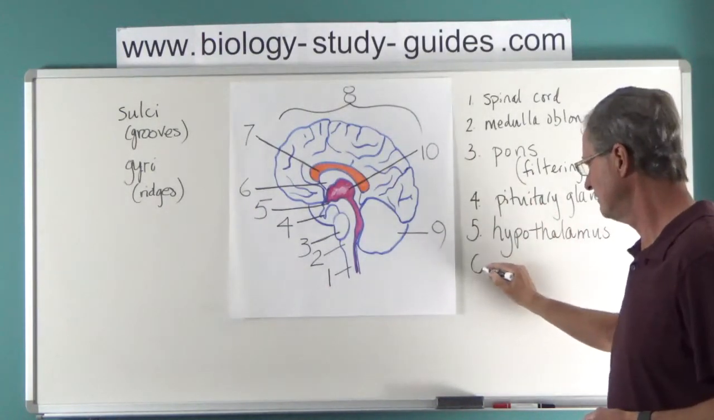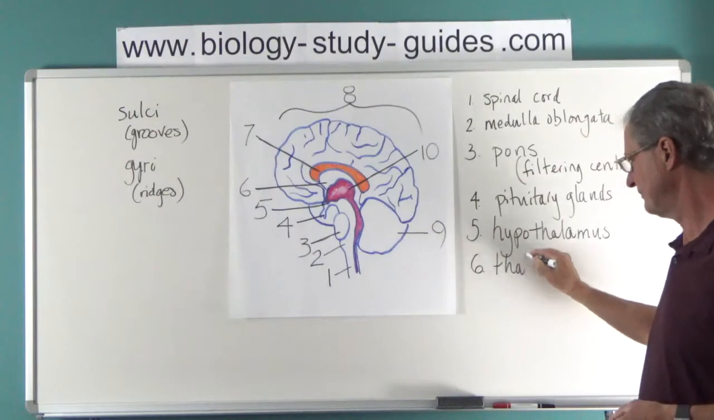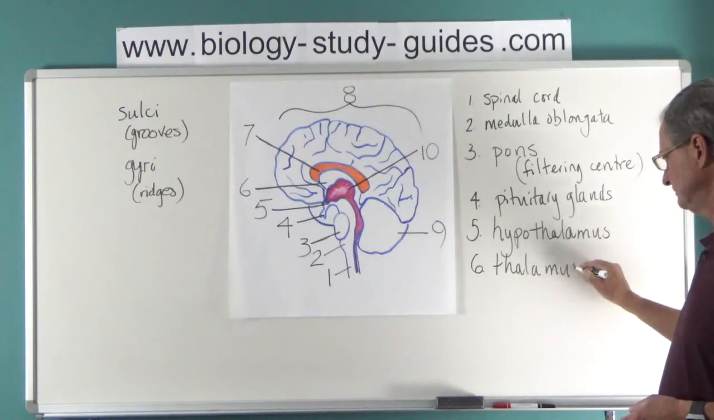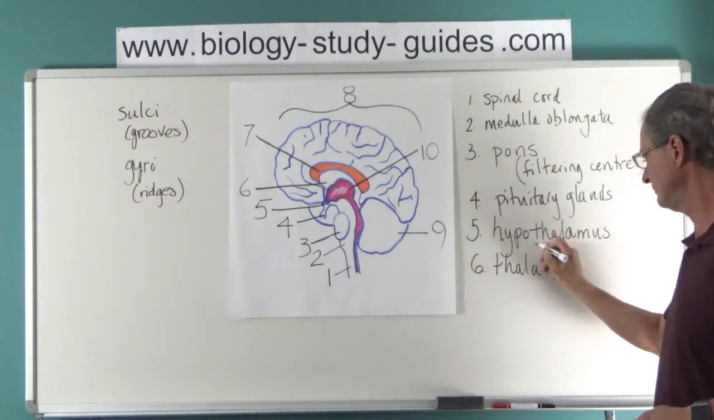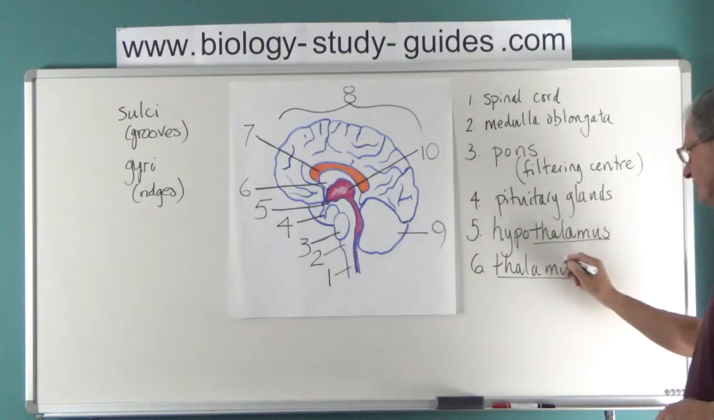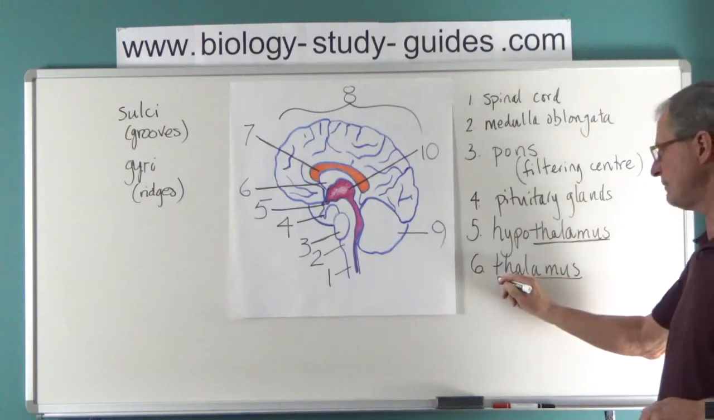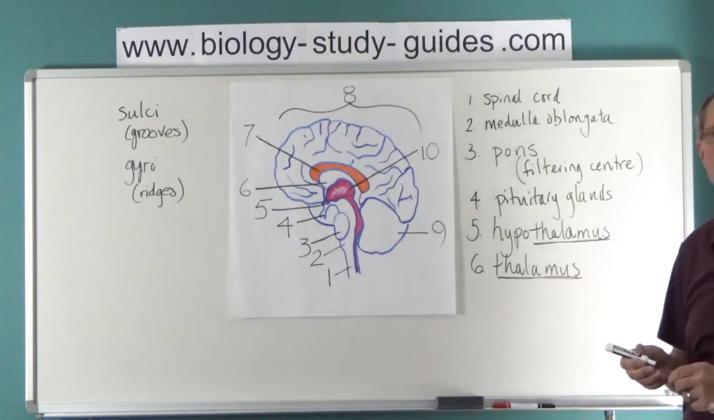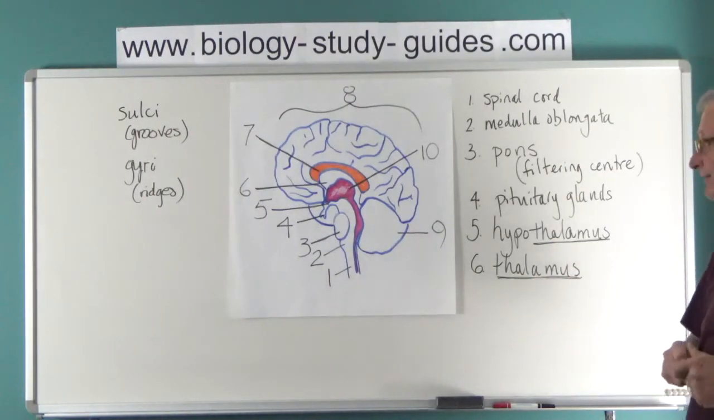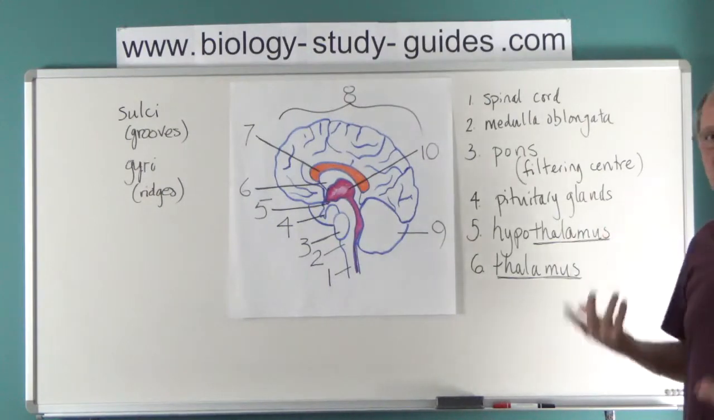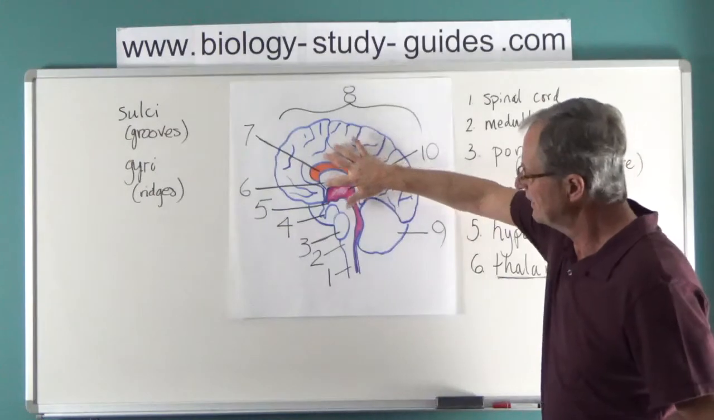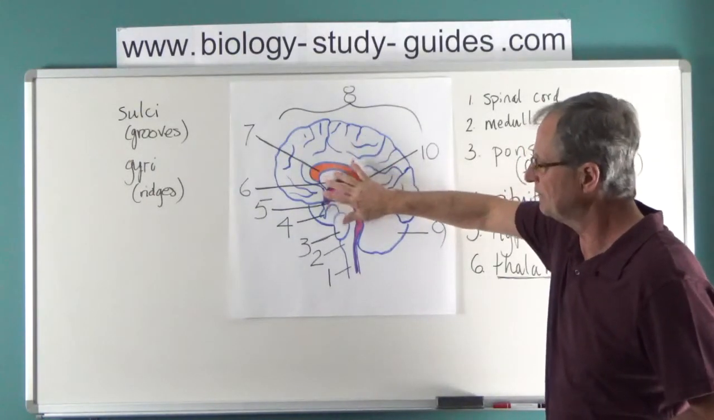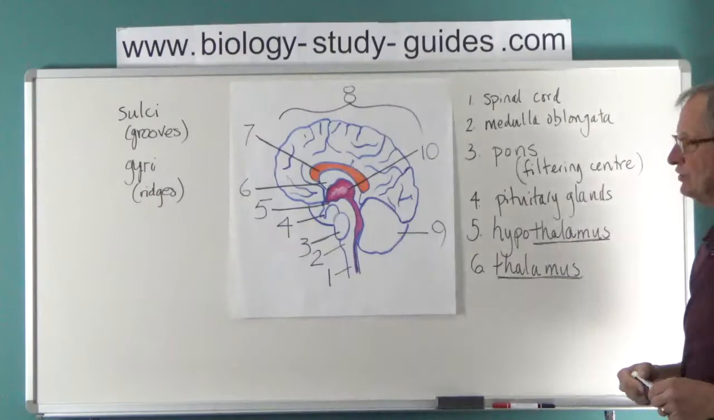6 is the thalamus. Now look here, these two words, thalamus and hypothalamus. You would think just because their names are similar, they'd have something to do with each other. The answer to that is no, they have nothing to do with each other except location. Hypo is a prefix that means under. So if you look at here, the thalamus being here, the hypothalamus is under it in terms of location.